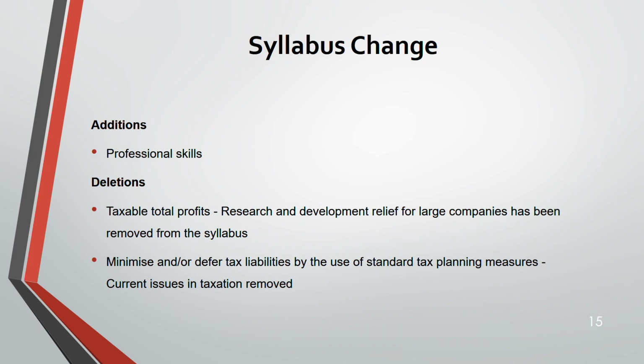So these are the changes that took place. Addition is professional skills. Deletion is the first one: from your taxable total profit, research and development relief for large company has been removed from the syllabus. And the second area, current issues in taxation, is removed. Okay. So these are the only areas that changed. Other than this, the entire syllabus remains the same.